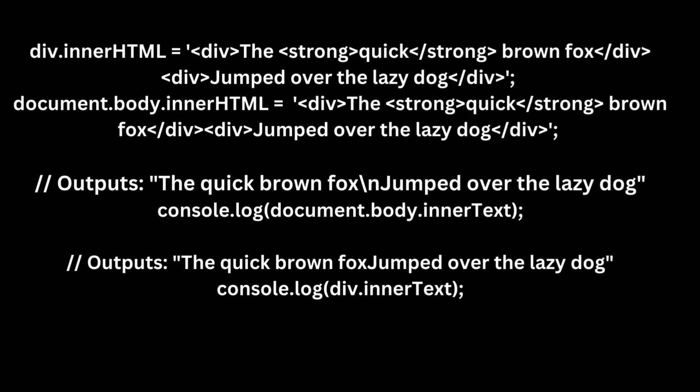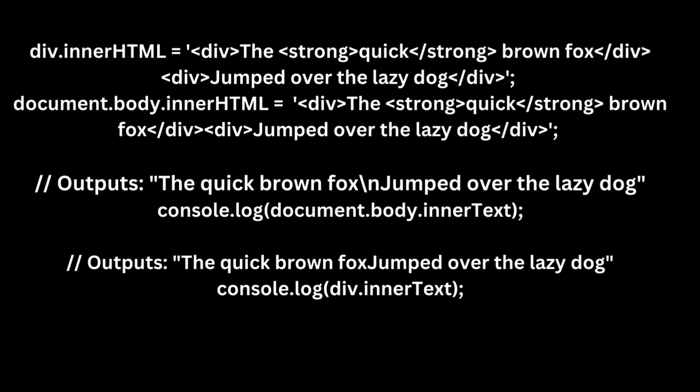console.log(document.body.innerText). This line logs the innerText property of the body element to the console. The innerText property returns the text content of the element and its descendants, without any HTML markup. In this case, it will output the concatenated text content of both div elements within the body, separated by a new line.